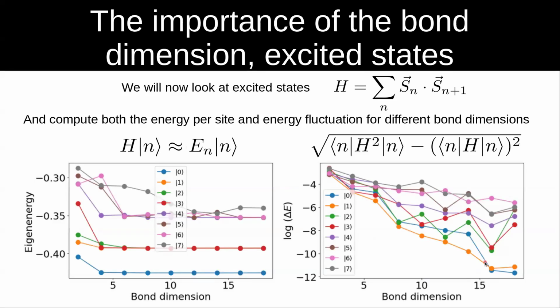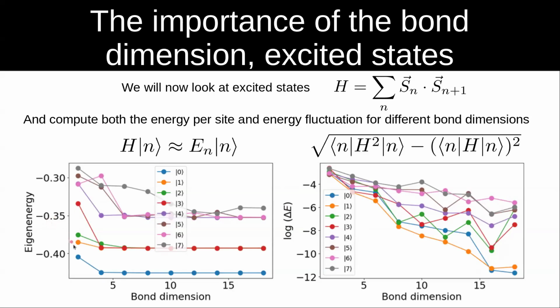This convergence with the bond dimension is important not only for the ground state, but also for excited states. That very same definition for the energy fluctuation also applies to excited states. And if you had a perfect excited state, then the energy fluctuation should also be zero. And you can, again, compute the eigenenergy as a function of the bond dimension, and the fluctuation of the energy, or the logarithm of the fluctuation of the energy, as a function of the bond dimension.